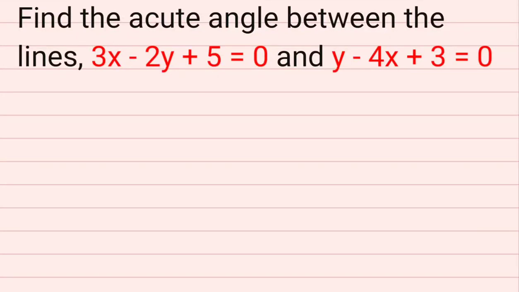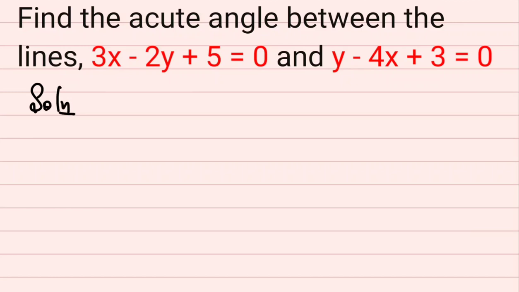Find the acute angle between the lines 3x minus 2y plus 5 equals 0 and y minus 4x plus 3 equals 0. Now, I want to show you this solution.